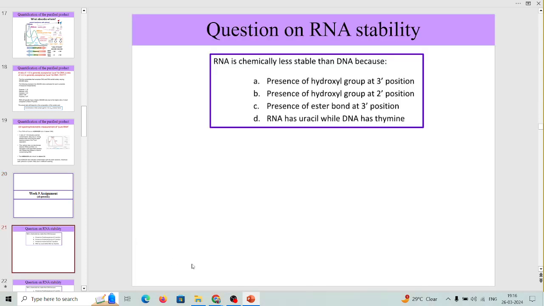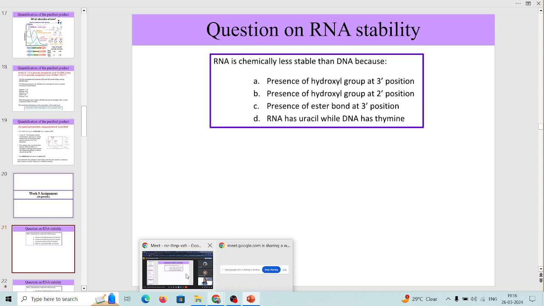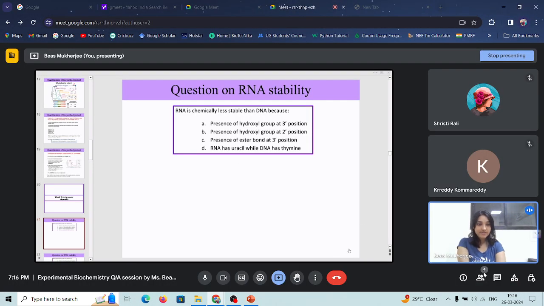Now let us start with the questions. So this is the first question. Please answer in the chat box, and we can then discuss the different answers. Start answering in the chat box. So the first question is, RNA is chemically less stable compared to DNA, and that is because. We learnt about this in today's lecture. You have to go back to the structure of RNA, and then you can give me the answer.